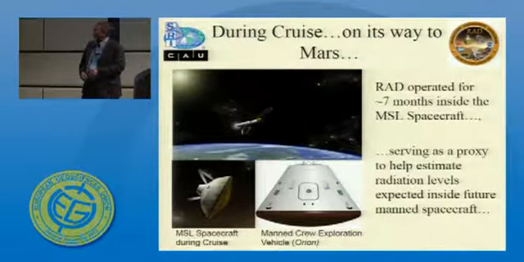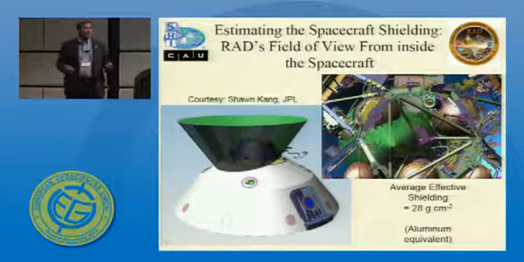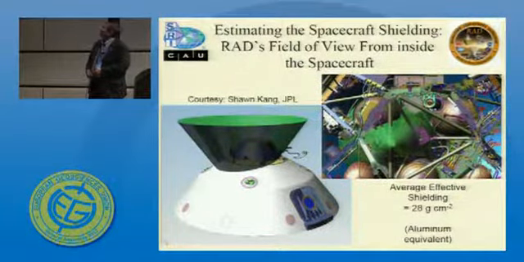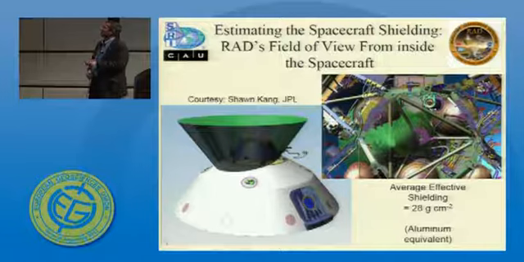And so we managed to take 7 months of data during cruise, basically to characterize what this environment would be for humans. So this is a view of the shielding, the field of view of the Charged Particle Telescope through the spacecraft, and then here's all the elements inside.